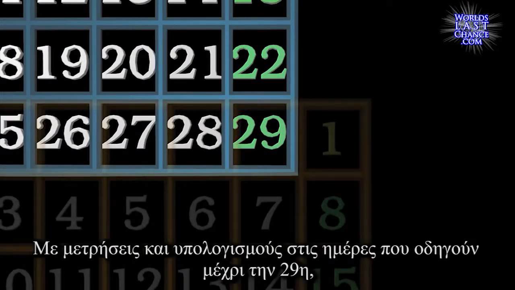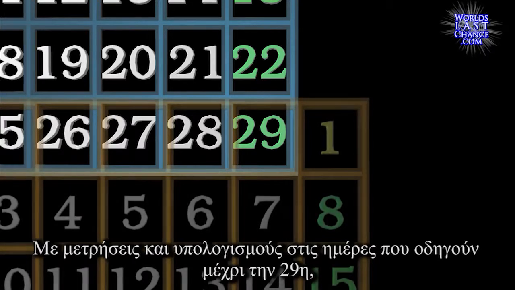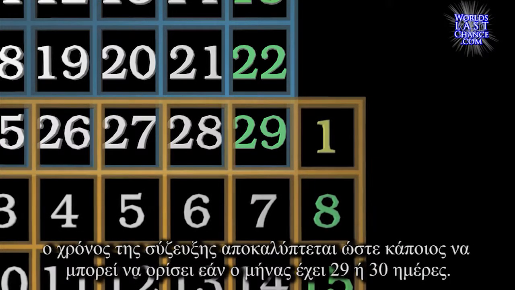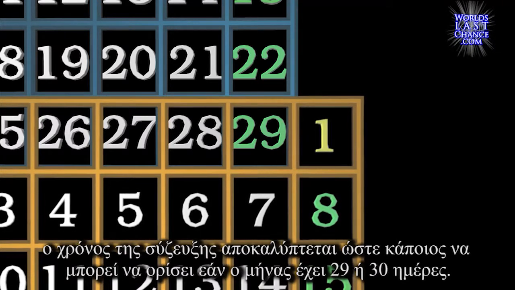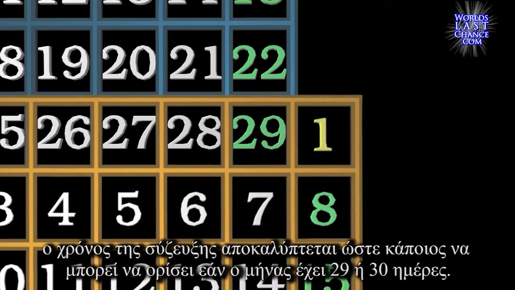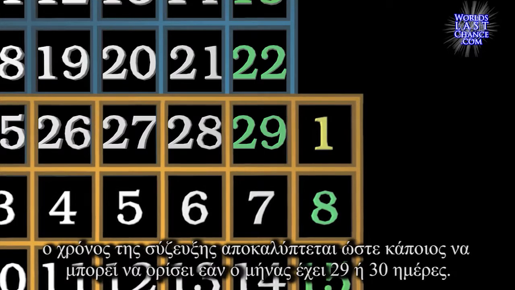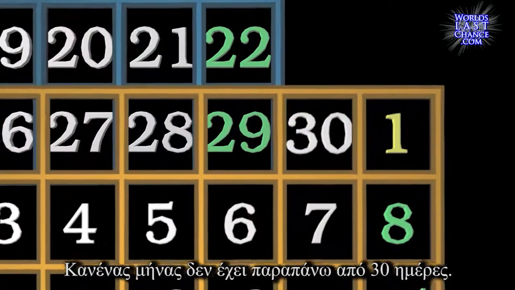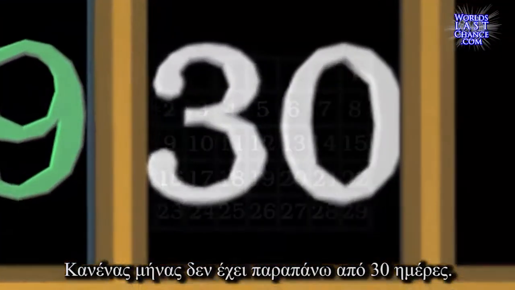Through measurement and calculation in the days leading up to the 29th, the time of conjunction is revealed so one can determine if the month has 29 or 30 days. No month ever has more than 30 days.